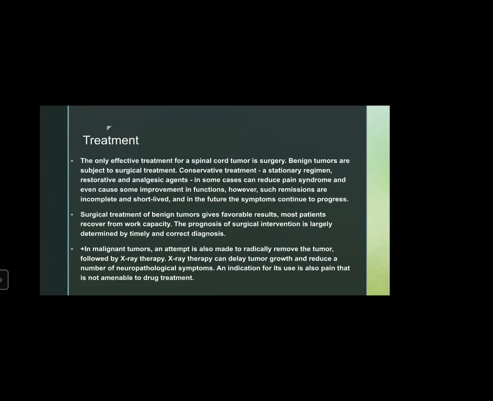About treatment, the only effective treatment for spinal cord tumor is surgery. Benign tumors are subject to surgical treatment. We also have conservative treatment, which is a stationary regimen, restorative agents, and an analgesic agent. Surgical treatment of tumors gives favorable results. Most patients recover work capacity.